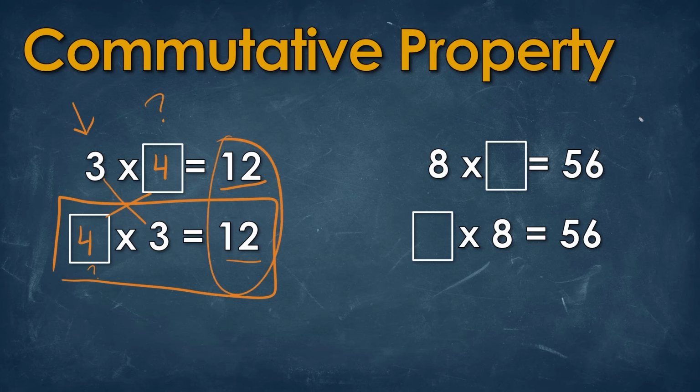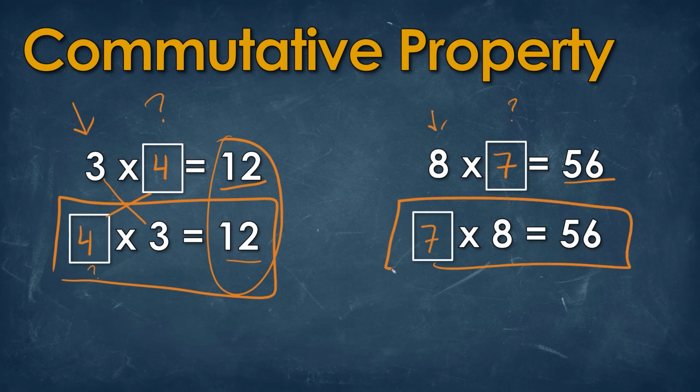So let's do the same thing over here. 8 times something will give us 56. We use our multiplication table, that's going to be 7. And we could do the same thing, but we already know that 8 times 7 is 56, so 7 times 8 must also give us 56.